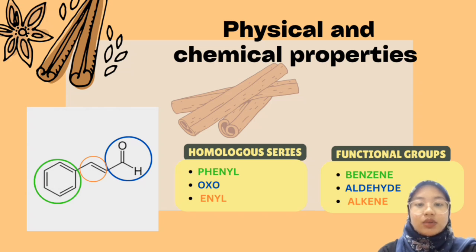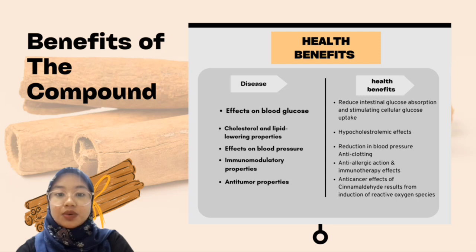Now let's move to the benefits and uses of the compound. Now we want to talk about the benefits of the compound. This is from health benefits. We have diseases and their health benefits based on this compound. First, the effect on blood glucose: it can reduce intestinal glucose absorption and stimulate cellular glucose uptake. Second, cholesterol and lipid lowering properties, hypocholesterolemic effects. Third, effects on blood pressure, reduction in blood pressure and anti-clotting.